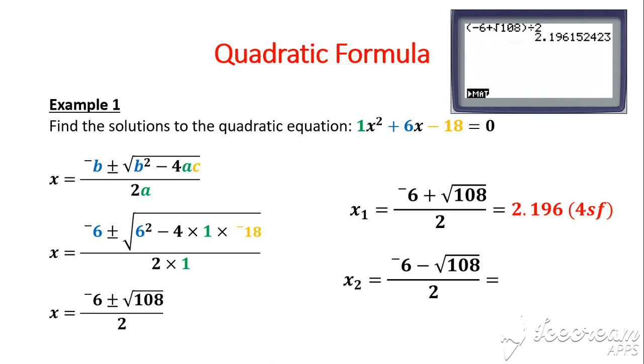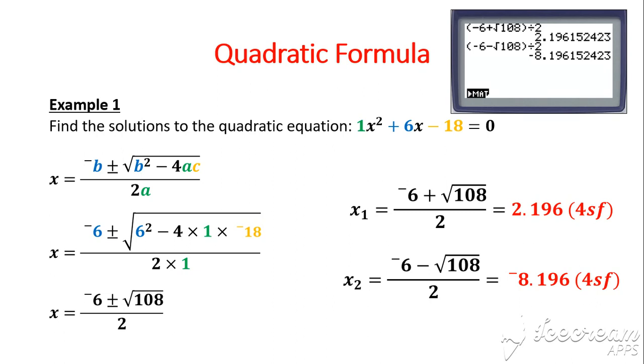When I do my second solution, I'm going to do exactly the same thing, apart from changing the plus in the middle to a minus. So I'm going to go bracket negative 6 minus square root 108, close brackets, divide by 2, and I get my second solution of negative 8.196.